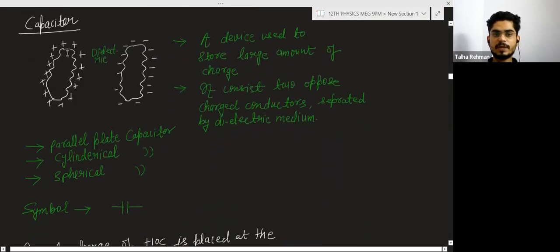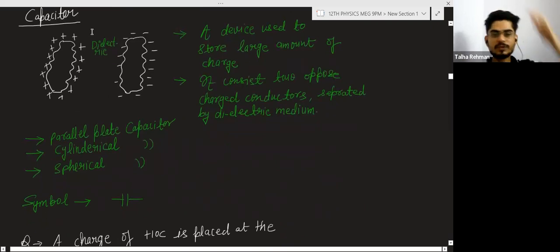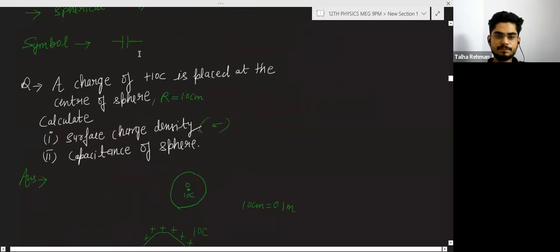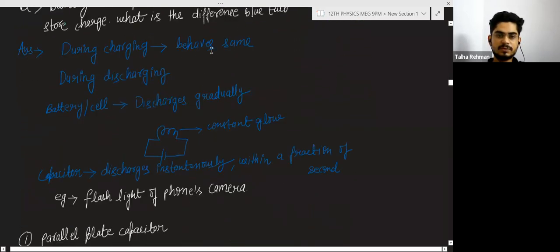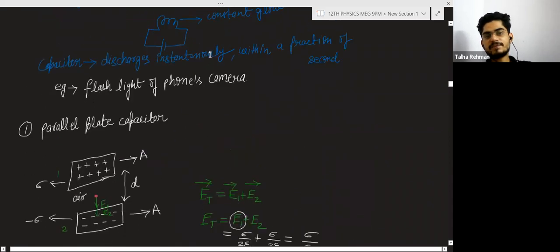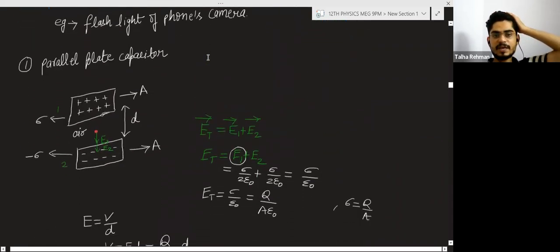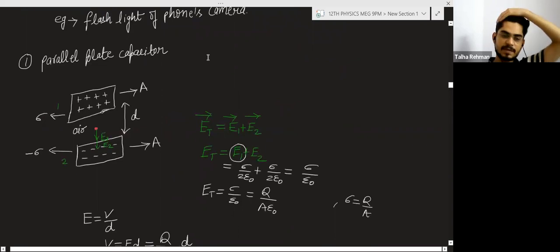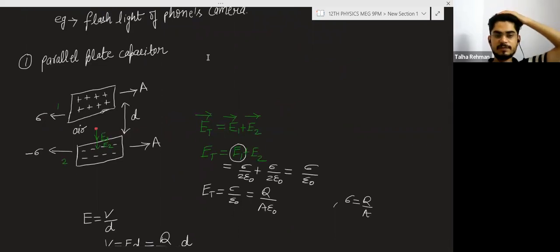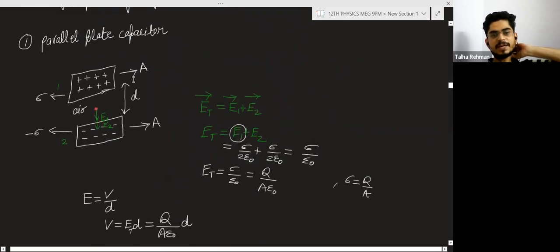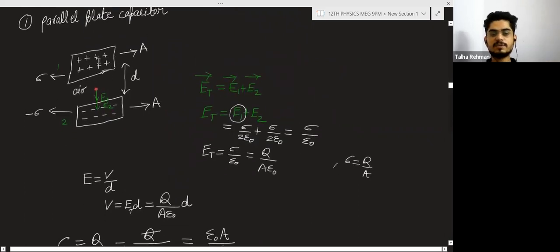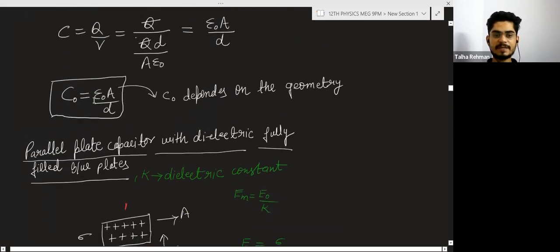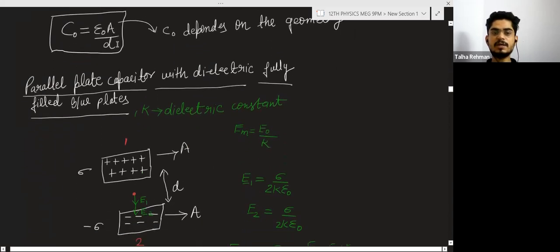After that we have the topic capacitor. A capacitor is simply two conductors of opposite charge separated by some medium. The symbol is this. We have three types of capacitors, and we discussed only the parallel plate capacitor, since spherical and cylindrical are not part of our syllabus. A parallel plate capacitor is two parallel plates separated by some medium. Here air is the medium, and you get the capacitance epsilon naught A divided by the distance between the plates.